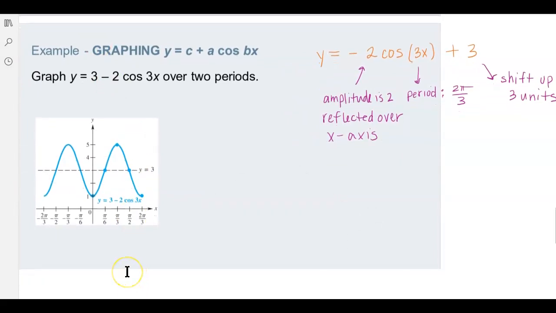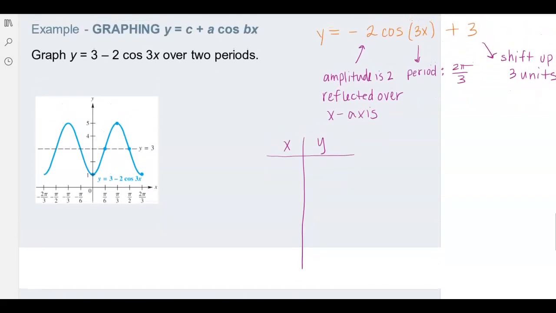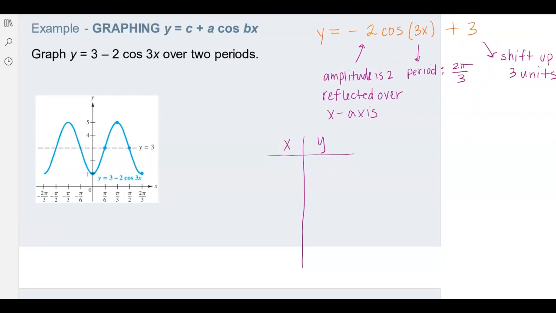Okay. So we'll make our XY chart here. We don't have a phase shift, so we don't have to worry about moving the x values. So I'm going to start at 0 and go to 2 pi over 3, which is the end of the period, pi over 3, pi over 6, and pi over 2. Kind of know those from the last example that we did.